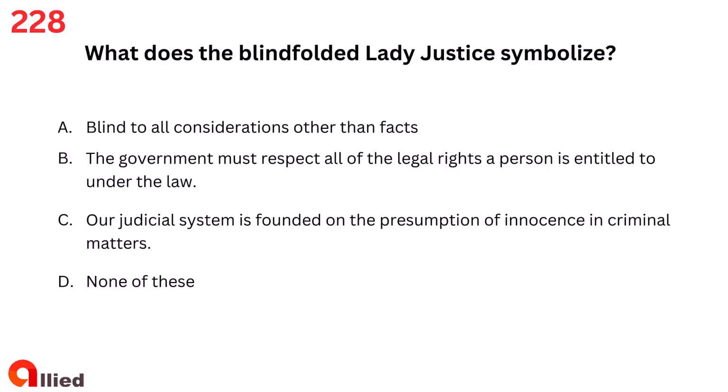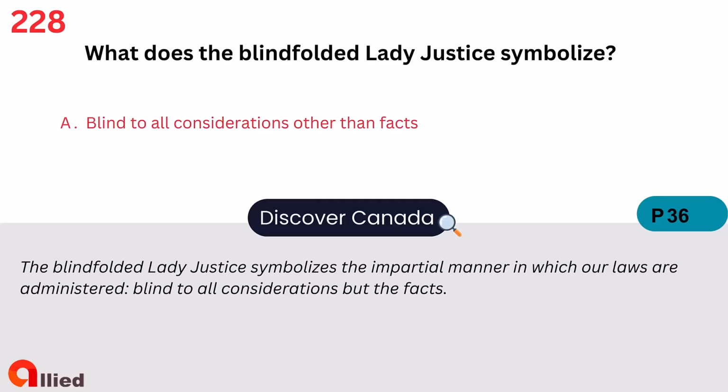Question 228. What does the blindfolded Lady Justice symbolize? A. Blind to all considerations other than facts. B. The government must respect all of the legal rights a person is entitled to, under the law. C. Our judicial system is founded on the presumption of innocence in criminal matters. D. None of these. The answer is A. Blind to all considerations other than facts.